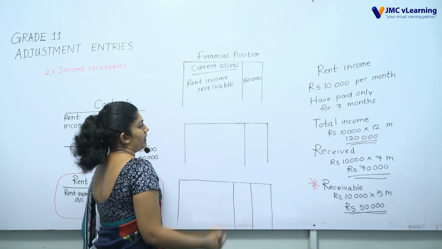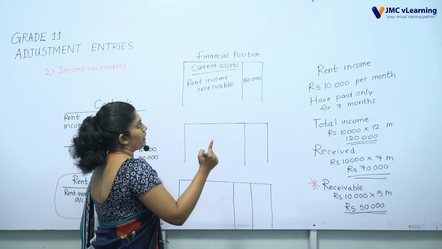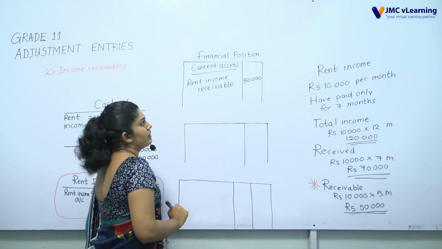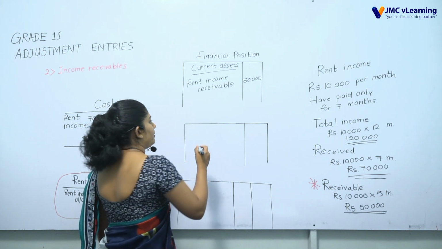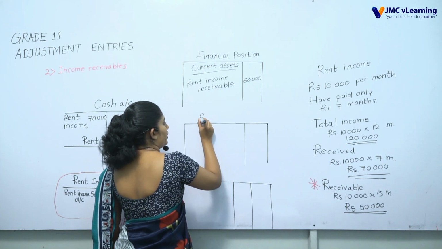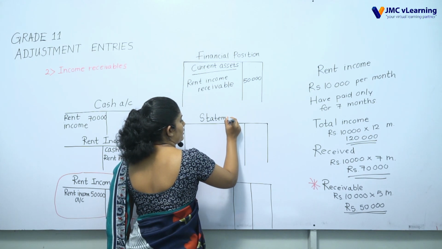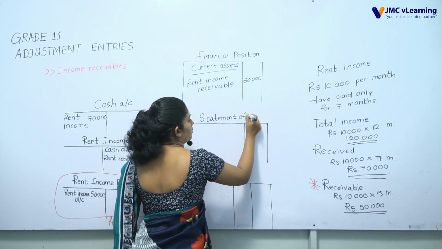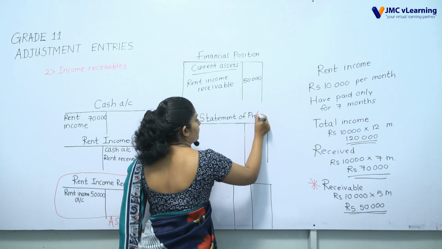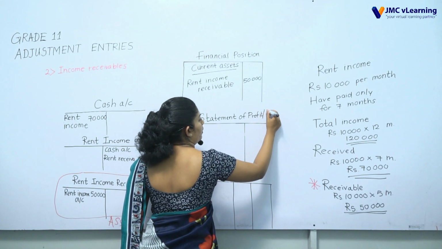And in the financial position, we record it as a current asset. Then, statement of profit or loss.